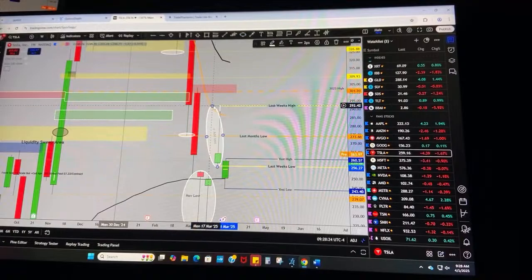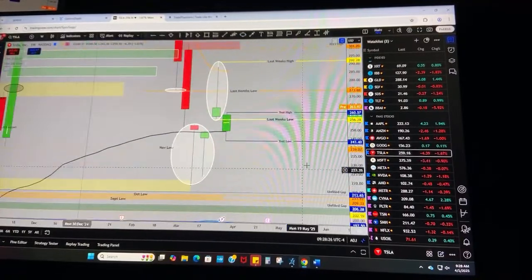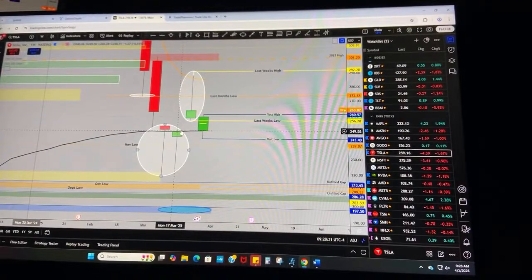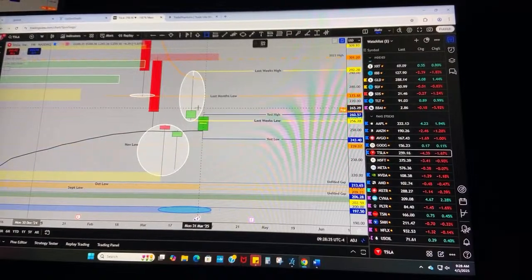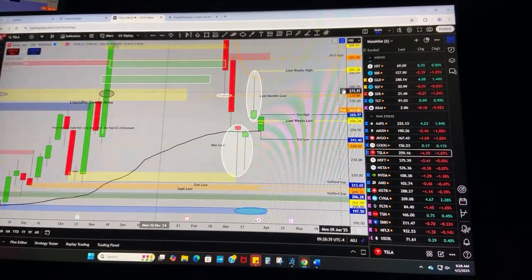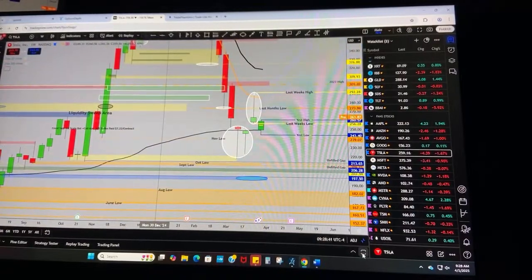So the point that I'm trying to make here, long story short, or to make a short story long, is we have dueling wicks here. We have buyers pushing it up, and then we have sellers pushing it down. So we are in the middle of this battlefield of buyers and sellers going at it right now. Pretty interesting here in Tesla.